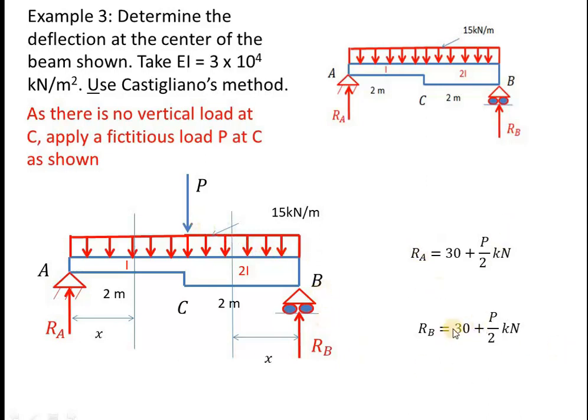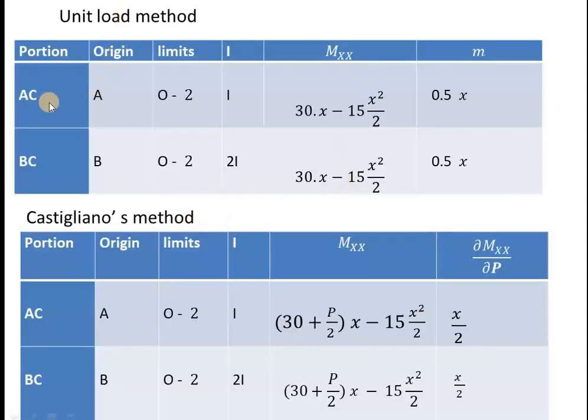Similarly, RB is also the same thing because it is symmetrically loaded. Next, we'll write the bending moment in this section. What is this now? RA into X minus 15 into X by 2. If you look at this, again portion AC, A is the origin, 0 to 2 is the limit: 30 into X minus 15X square by 2.